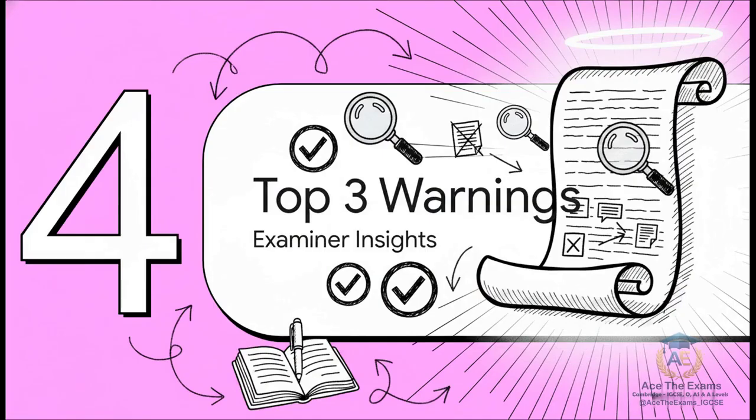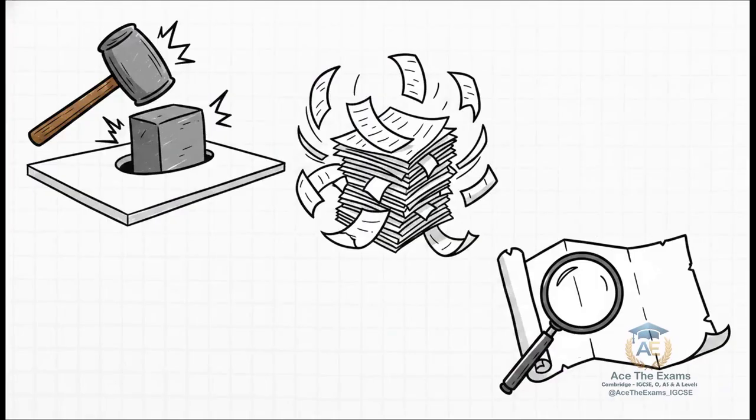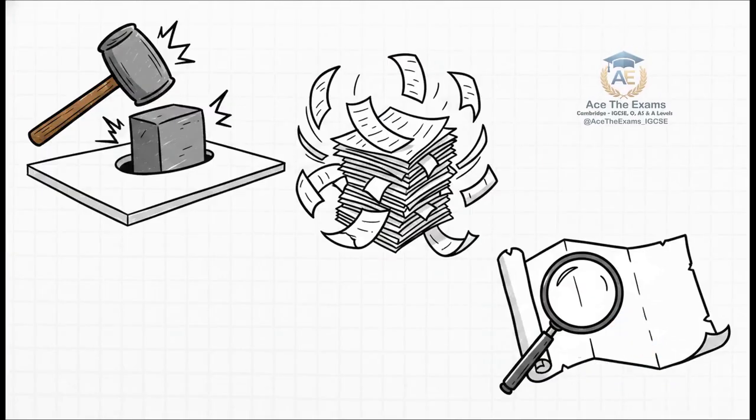Moving to Section 4, the top 3 warnings directly from the examiner's desk. Before we wrap this up, you need to hear these. These are the top 3 tragic traps that cost thousands of candidates their A-star every single year. I pull these straight from the official principal examiner reports. Trap number 1. Using the wrong approach for the wrong context.